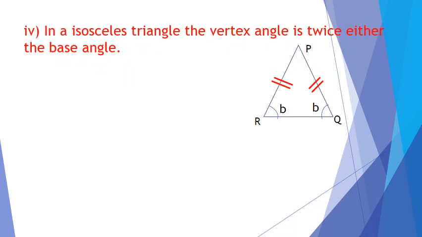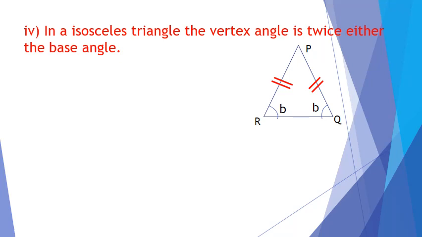Next question. In an isosceles triangle, the vertex angle is twice either base angle. Here is the figure I have drawn, triangle PQR is an isosceles triangle. You know that in an isosceles triangle, two sides are equal, so the angles opposite to equal sides are also equal. Here the equal angles are the base angles, that is angle R and angle Q.